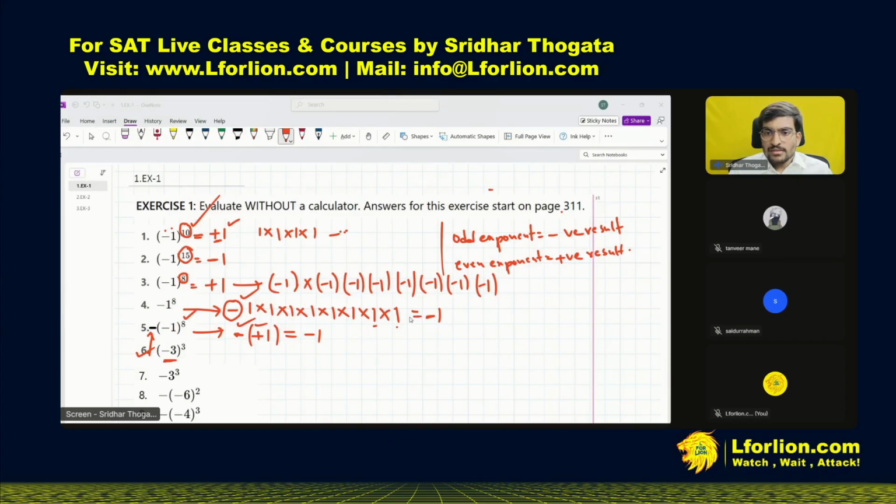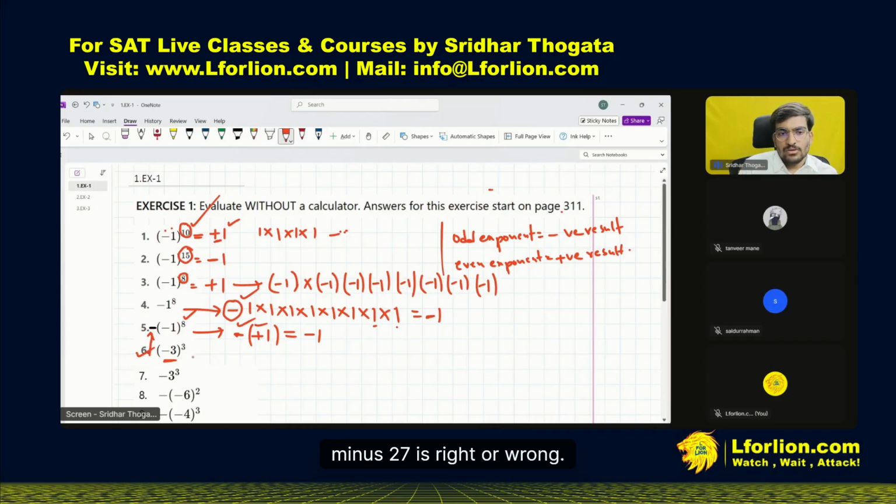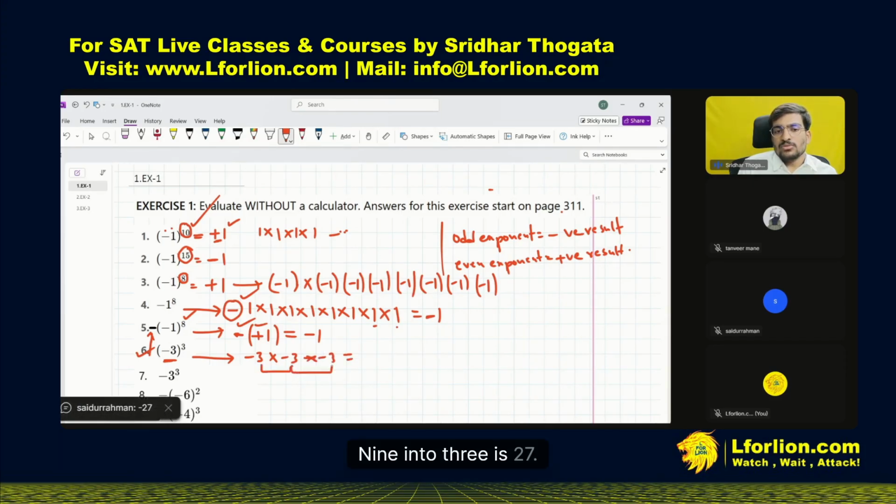Okay, I can see negative 27. Let's see, negative 27 is right or wrong. So that's going to be negative 3. The meaning of this is negative 3, negative 3, negative 3. So 3 into 3 is 9. 9 into 3 is 27. Yes, I got the other value as well. So negative, negative, negative: if odd exponent, we end up with negative. So the answer is negative 27. It's right.